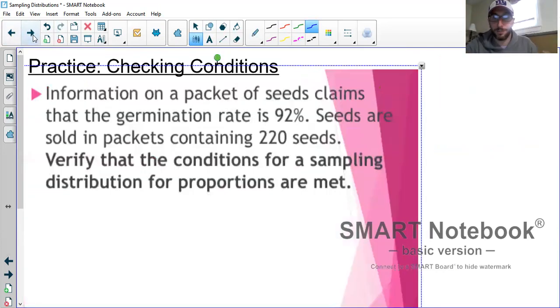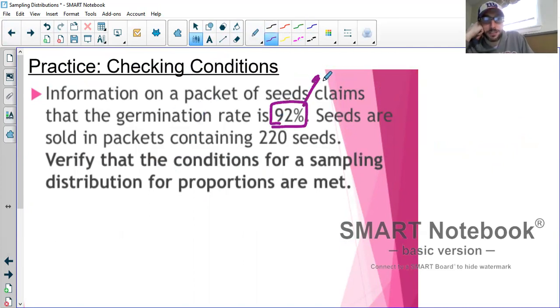All right, two examples. Let's do it. Pause the video and try to check the conditions for this context on your own. We've got information on a packet of seeds. They claim the germination rate is 92%. That's our P. It says seeds are sold in packets containing 220 seeds. That's our N. We need to verify the conditions for a sampling distribution for proportions are met.